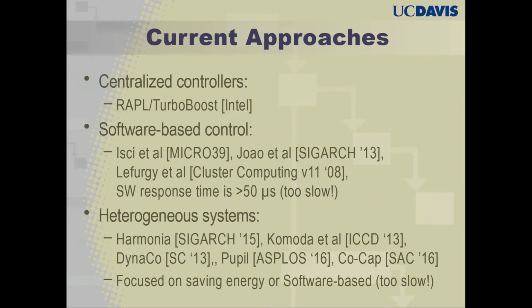So what exists today? There's centralized controllers such as RAPL and Turbo Boost from Intel, and we'll get into those in a second. Software-based controls, such as the ones listed here, just operate too slow for these faster power limits, and we'll provide some context later for exactly how that works out. Similarly, there's been work in heterogeneous systems, but that's all been focused on saving energy, or has been software-based, which is again too slow.